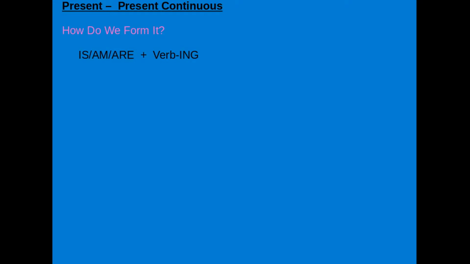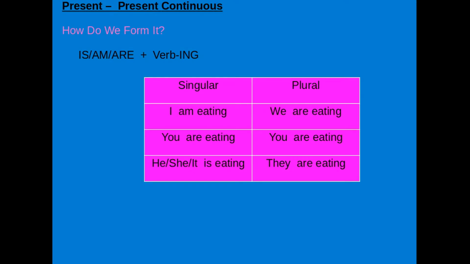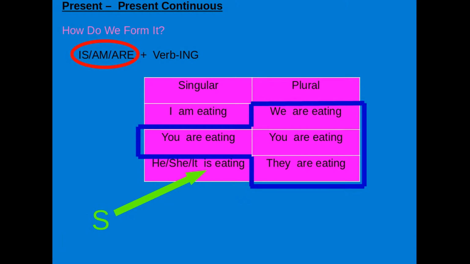How do we form it? Is, am, are plus verb ing. So here we have singular and plural again. I am eating, we, you, and they are eating, and he, she, and it is eating. The is, am, are is the key to tell us that it's present. We have our pattern of 4, and there's the S on the is again. So just like verb to be, following the same pattern as verb to be.